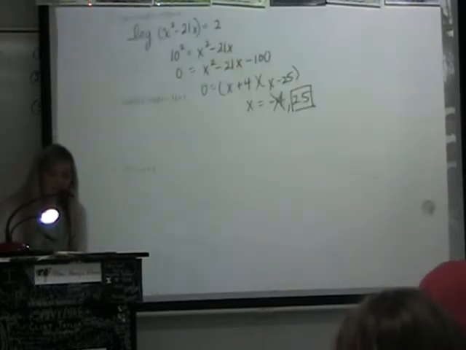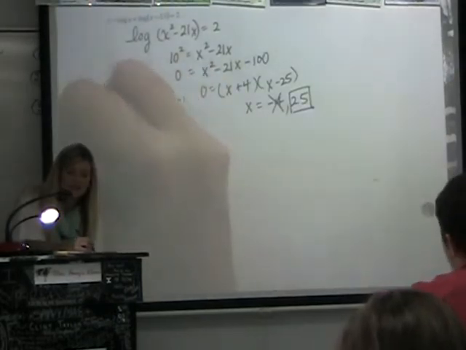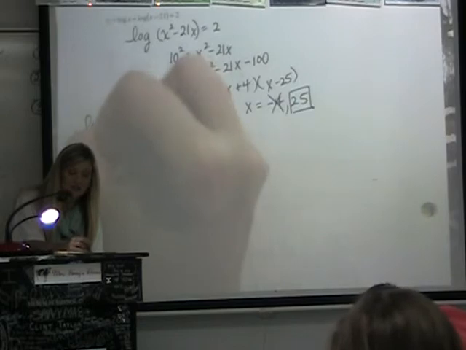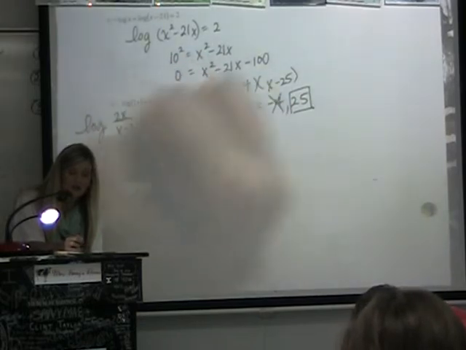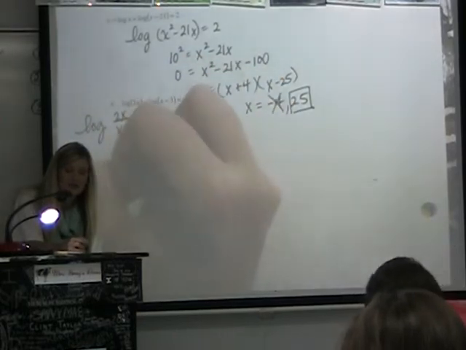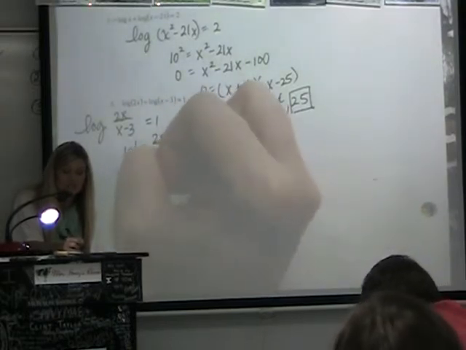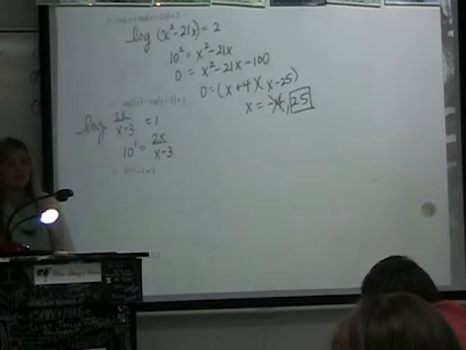Alrighty, number 6. Condense the left-hand side again. So this time it's going to be division: 2x over x minus 3. Change it to an exponential. And you get 10 to the first power equals 2x over x minus 3.